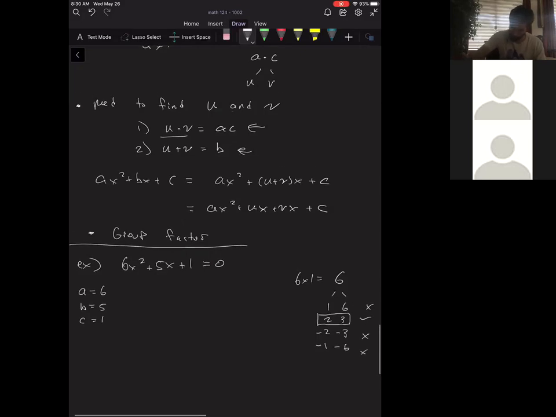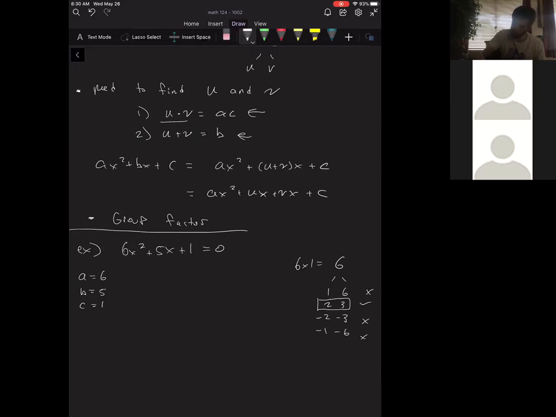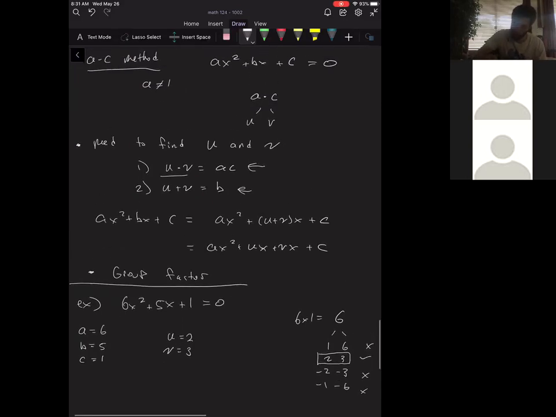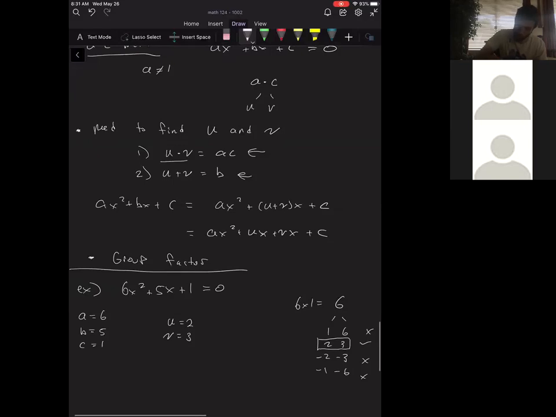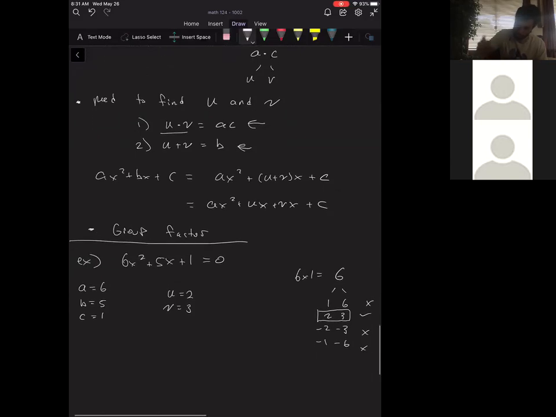So we found our pair. So 2 times 3 is 6, and 2 plus 3 is 5. So if we look at the schematic up above, we can just let u be 2 and v is equal to 3. So this is from the notation from above. So what you see we did is we rewrote our middle term b as those two numbers added together.